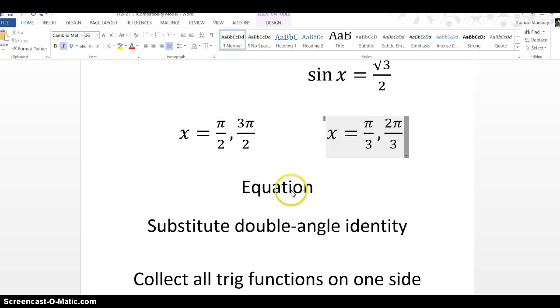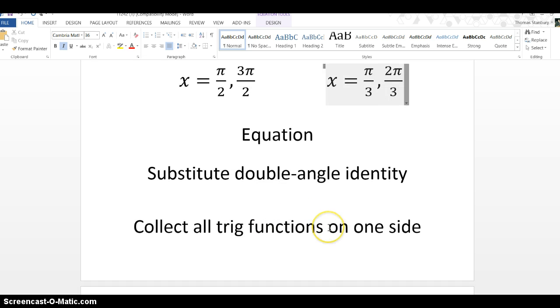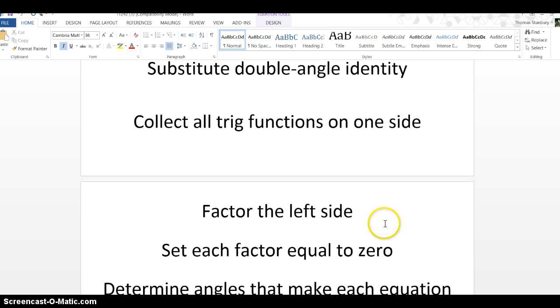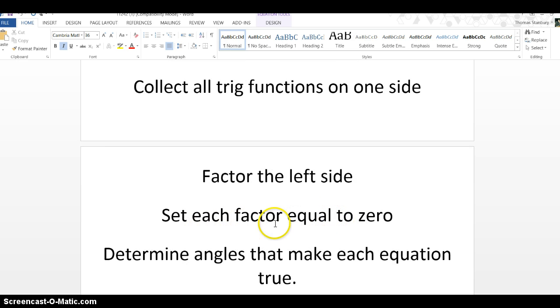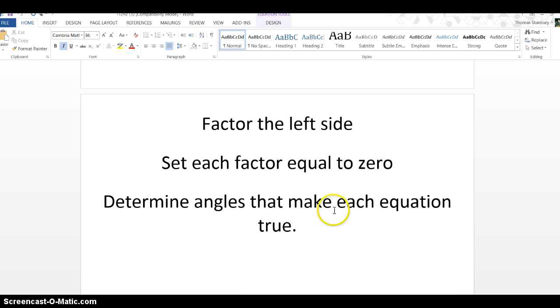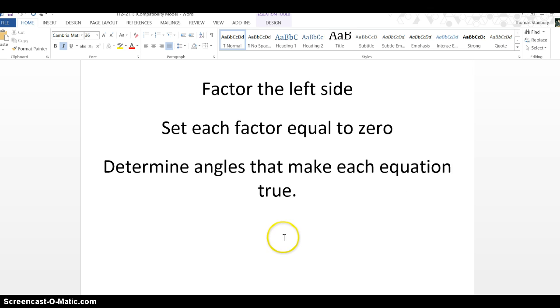Okay? Again, we substitute a double angle identity for the sine 2x, collect all trig functions on one side, set it equal to 0. We factor the left side, if we can. Set each factor equal to 0 and determine the angles that make each equation true. Okay? All right, that's all I've got.